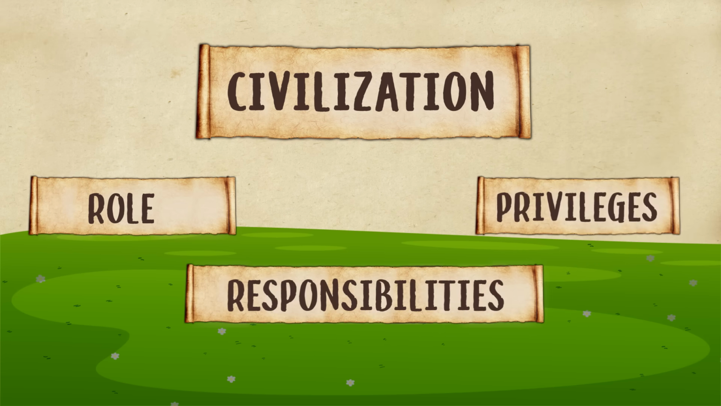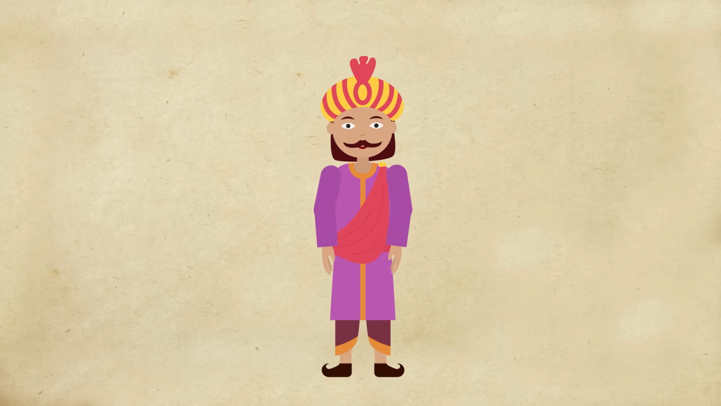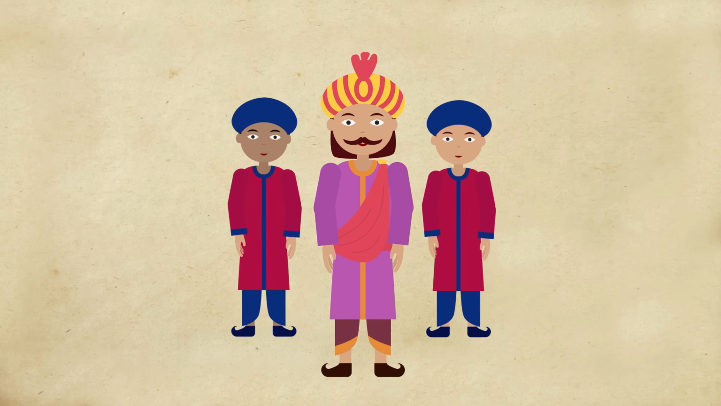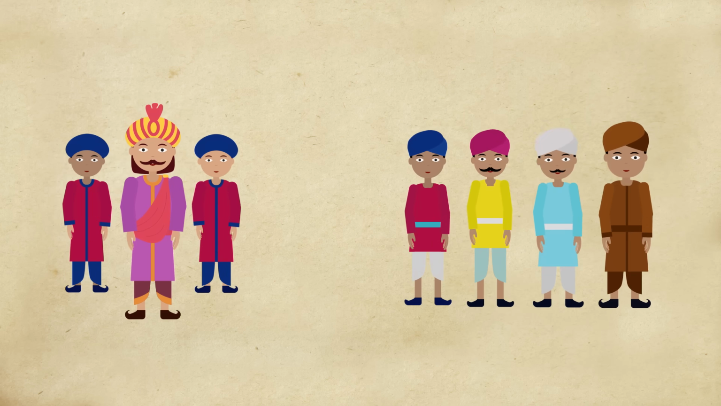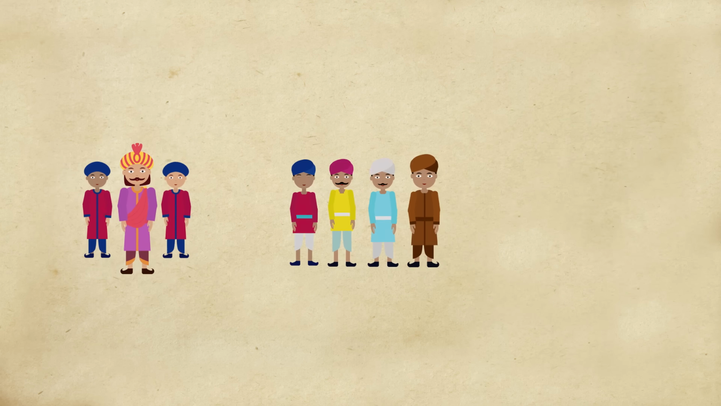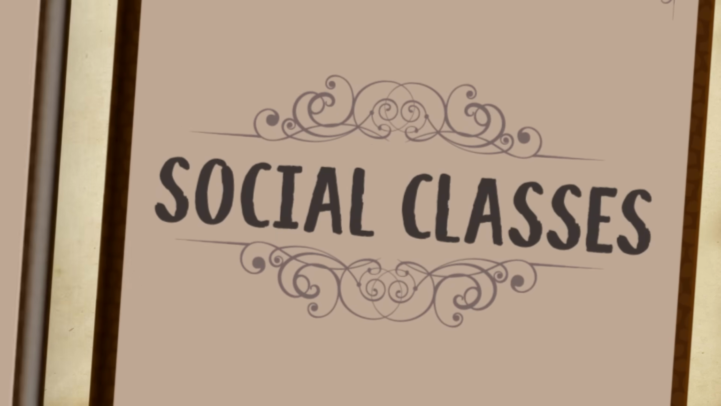responsibilities, and privileges. For example, most ancient civilizations are ruled by kings and governed locally by nobles. A working class of farmers and laborers made up most of the population, and in some cases, the lowest class were slaves. How were the people of ancient India divided into social classes?